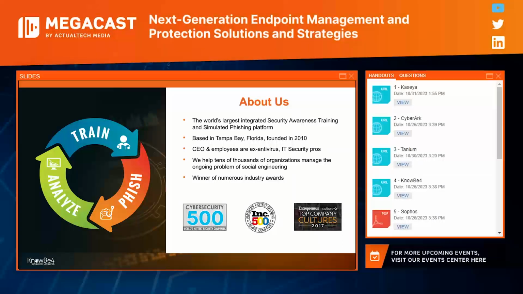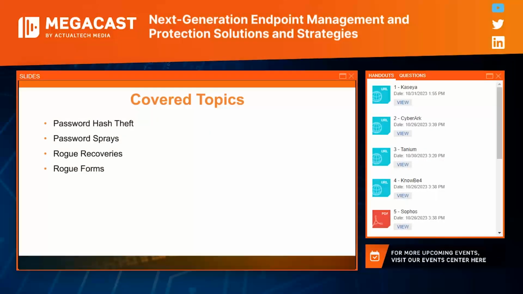And today, here are the four types of email attacks we're going to talk about. Password hash theft, which I think is probably the one that most people haven't seen. It's a bit rare, but I think once you see how easy it is to do, it's pretty startling. Then we'll talk about password spray attacks, which are really popular, and then rogue recoveries and rogue forms.